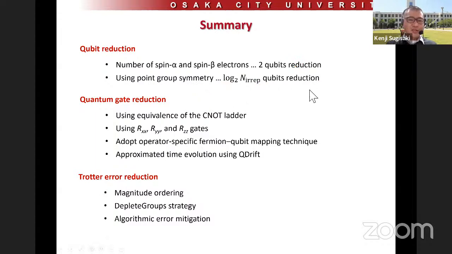And for gate regression, it can be achieved by using the equivalent of the sigma value, or if the RSS and RCC gates are available, we can use these quantum gates instead of the quantum circuit constructed by using a traditional approach. And also, we can adopt the operator-specific qubit mapping technique to reduce the number of quantum gates to realize the time evolution operators. And also, we can use approximate time evolution quantum circuits using the QDrift approach.